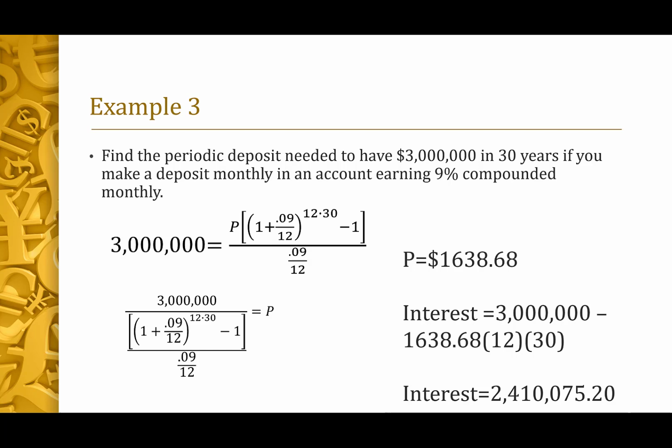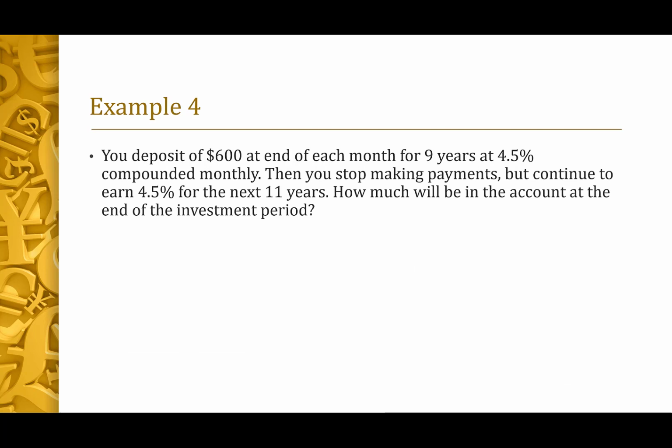So the total is what we were trying to get, which is the $3 million. The investment would be the $1,638.68 that you did 12 times a year for 30 years. So you plug that all into the calculator and it says the total interest is $2,410,075.20.